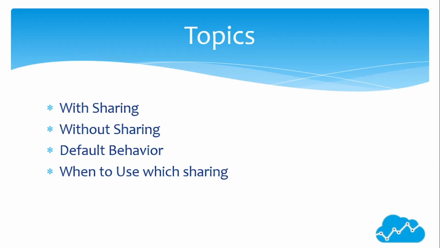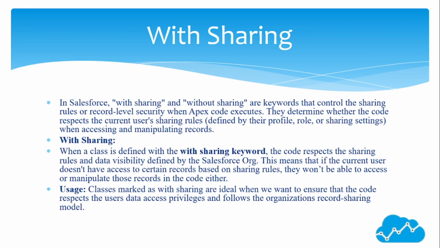Topics we are going to cover in this session: with sharing, without sharing, default behavior, and when to use which sharing. With sharing. In Salesforce, with sharing and without sharing are keywords that control the sharing rules or record level security when Apex code executes. They determine whether the code respects the current user's sharing rules defined by their profile, role, or sharing settings when accessing and manipulating records.